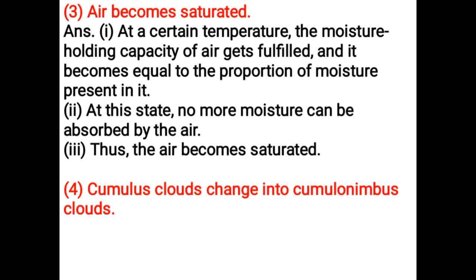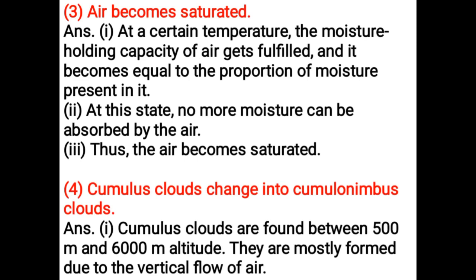Cumulus clouds change into cumulonimbus clouds. Cumulus clouds are found between 500 meter and 6000 meter altitude. They are mostly formed due to the vertical flow of air. Sometimes the vertical expanse of the cumulus clouds increases, which leads to the formation of huge mountain-like cumulonimbus clouds. Thus, cumulus clouds change into cumulonimbus clouds.